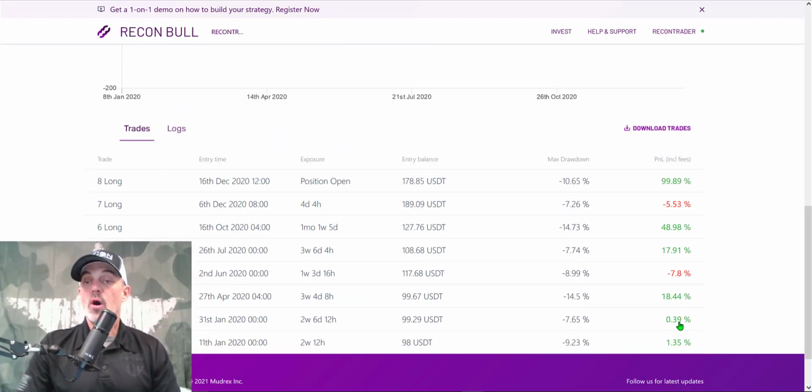We can see a couple small wins, a bigger win, a little bigger losses. But again, these big wins, this position's up 99% and it's still open. You could essentially manually close this position and take your win. And you can see again, we started with $98 and after 1 year, we're up to 178. So it's essentially compounding our profits or losses. You know, you take a hit of 7.8%, so now you only have 108% to invest in the next trade.